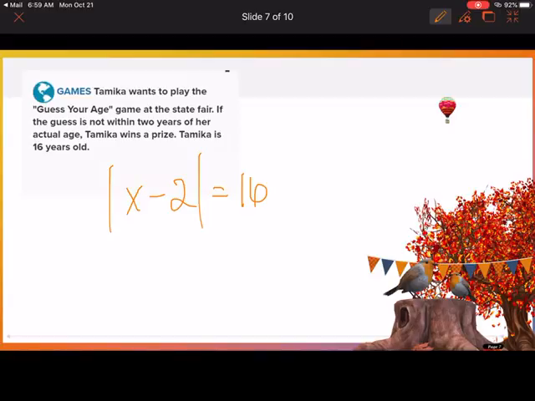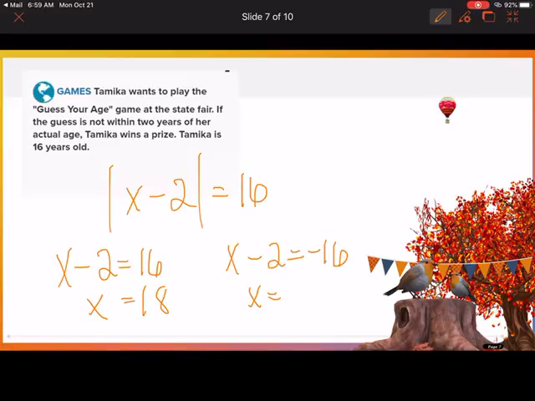So let's see what they could guess. I'm going to write it just like it is, and then I'm going to write it with a negative. So I'm going to add 2, and I have x equals 18, and I'm going to add 2, and x equals 14.